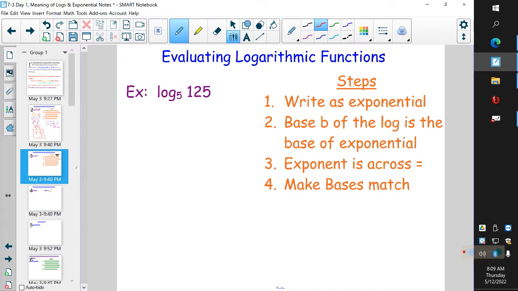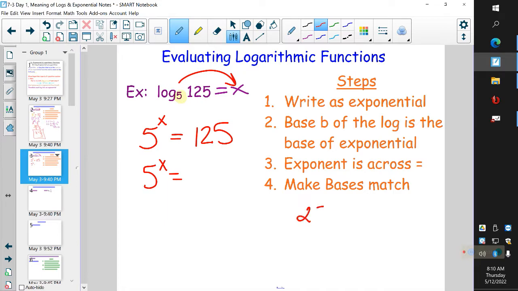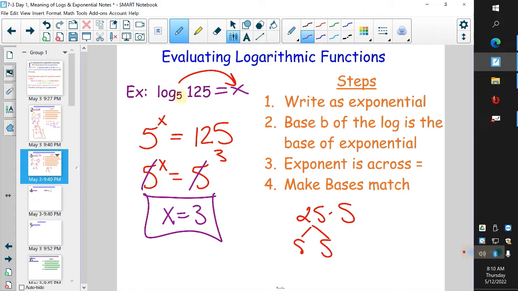Same concept. Let's write this as a logarithm. So this is not, as an exponential, this is equal to x because it's not equal to anything. So we're going to find the base of the logarithm, which is 5, and that becomes the base of the exponential. I go across the equal sign, and that becomes your exponent, and that's going to be equal to 125. Well, 5 is already as small as it can go, and then I'm going to have 125. Well, if I have 25 times 5, that's 125, and 25 is going to be 5 times 5. So that means this is 5 cubed. So now that my bases are the same, I can go ahead and cross those off and set my exponents equal to each other to give me x is equal to 3.